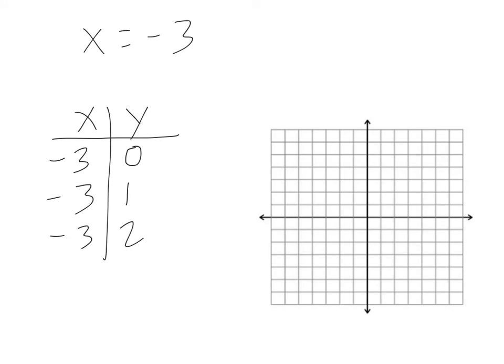So we're always at negative 3 on the x, and then we have 0, 1, and 2. And then we make our line. Again, marking the arrows to show that it goes on forever. So when you had y equals a number, it gave you a horizontal line. When you have x equals a number, it gives you a vertical line.